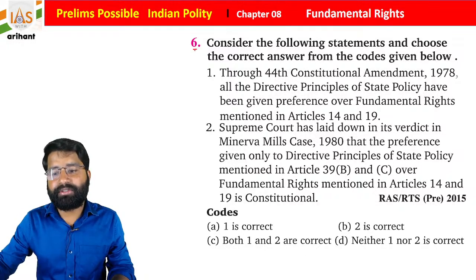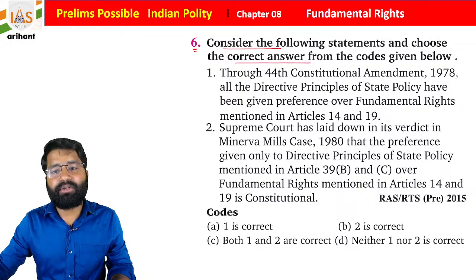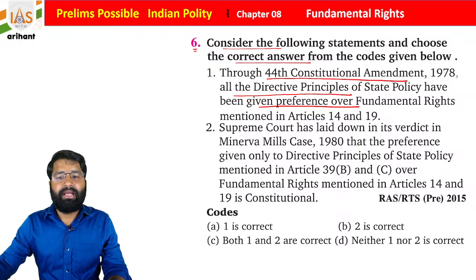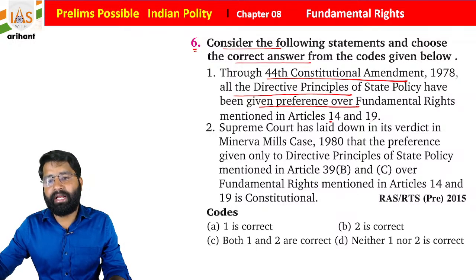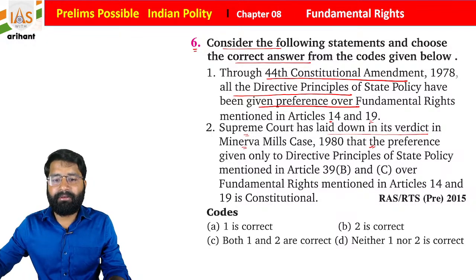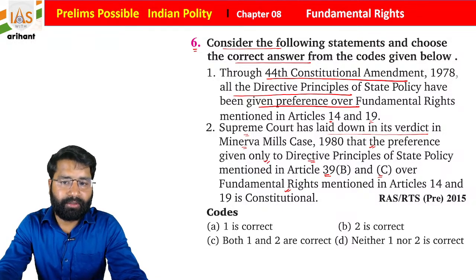Now see the next question, that was once again in RAS. Consider the following statements and choose the correct answer from the code given below. Through the 44th Constitutional Amendment Act 1978, all the directive principles of state policy have been given preference over the fundamental rights mentioned under Article 14 and 19 of the Indian Constitution. Now, the Supreme Court has laid down in its verdict in Minerva Mills case 1980 that preference is given only to the directive principles of state policy mentioned under Article 39(b) and 39(c) over the fundamental rights mentioned in Article 14 and 19 of the Indian Constitution, students.